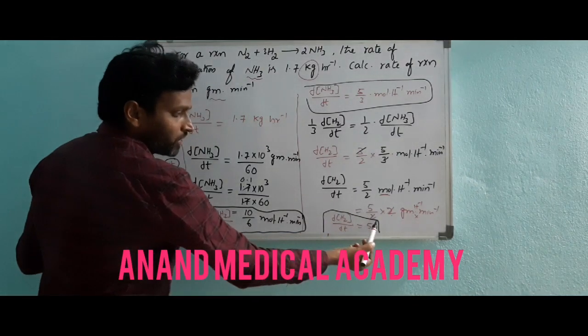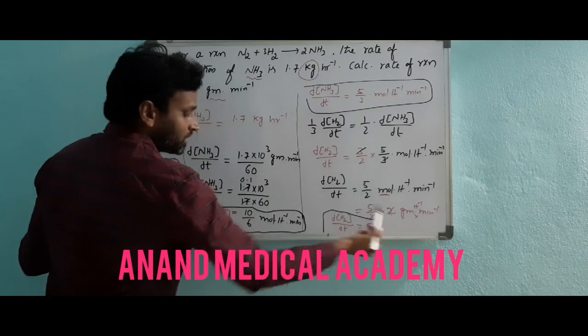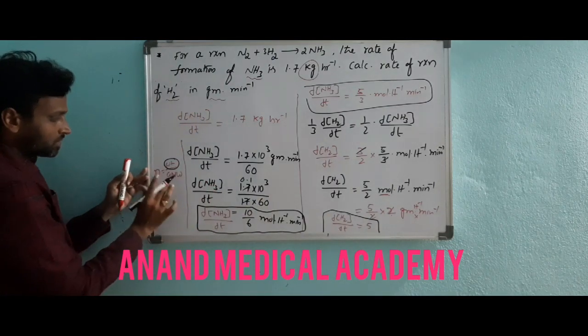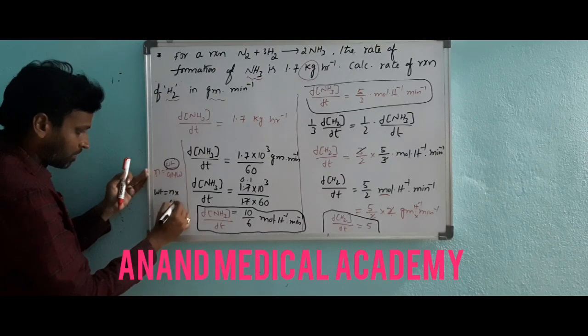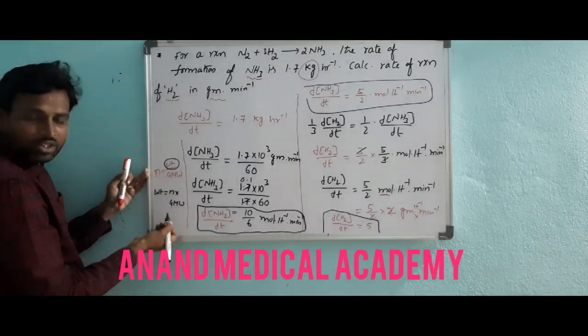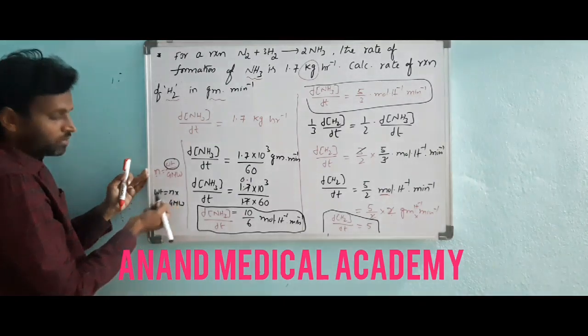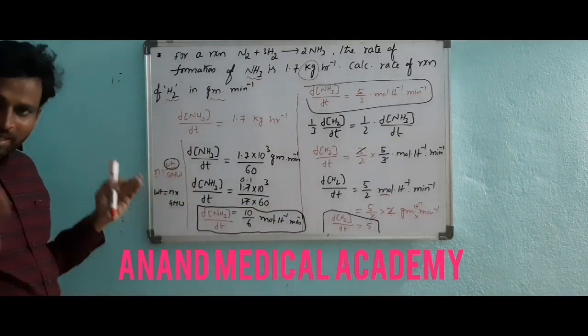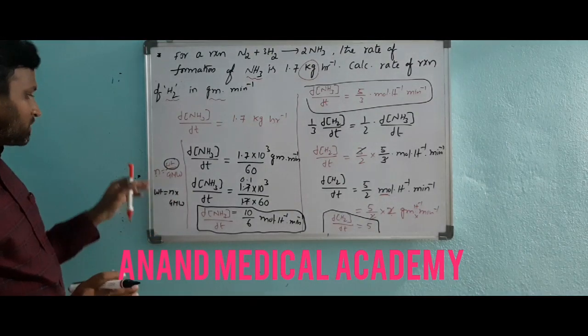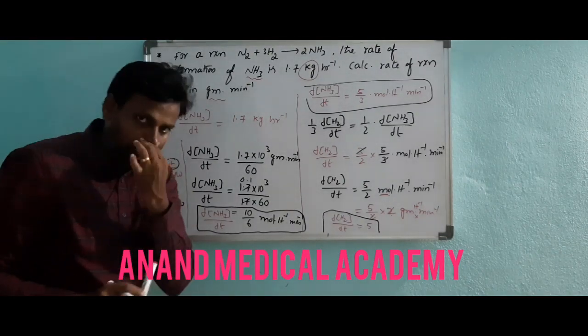So number of moles into gram molecular weight. Number of moles is 5 by 2. And for H2, what is the gram molecular weight? I want weight, sir. Weight is equal to number of moles into gram molecular weight. Gram molecular weight of H2, how much? 2. That's right. Here 5 by 2 into 2. I'm telling you, these all are unnecessary, but just for more clarity, I am doing all these things.